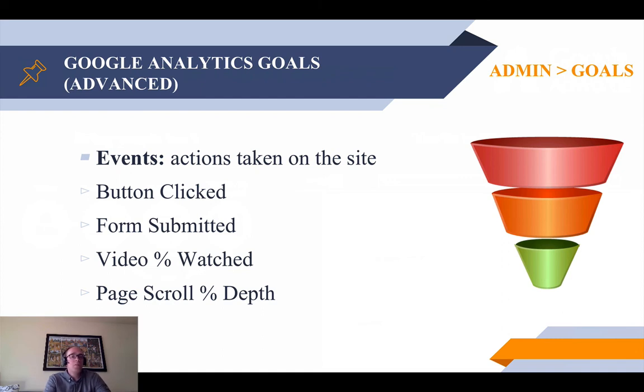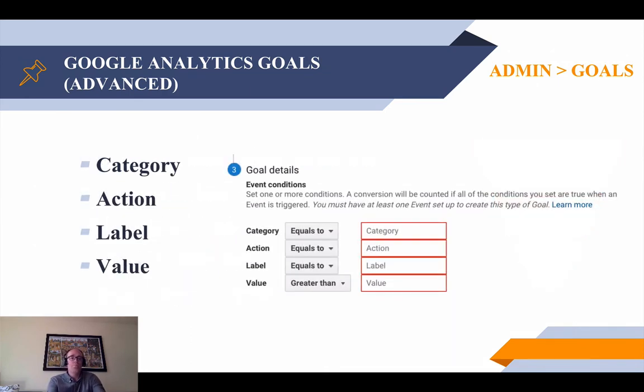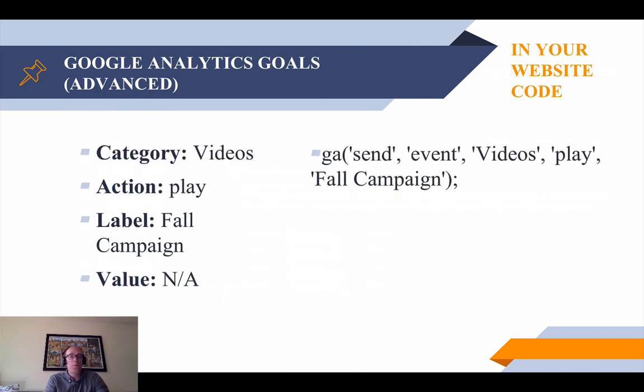All right, so the more advanced ones are events. This could be button click, form submitted, and then you can even do what percent of the video did they watch, how far down did they scroll on a page. These are kind of arbitrary labels you apply to things, but basically for each goal or event, you say, what's the category of it, what's the action, what's the label, what's the value. So let me show you an example.